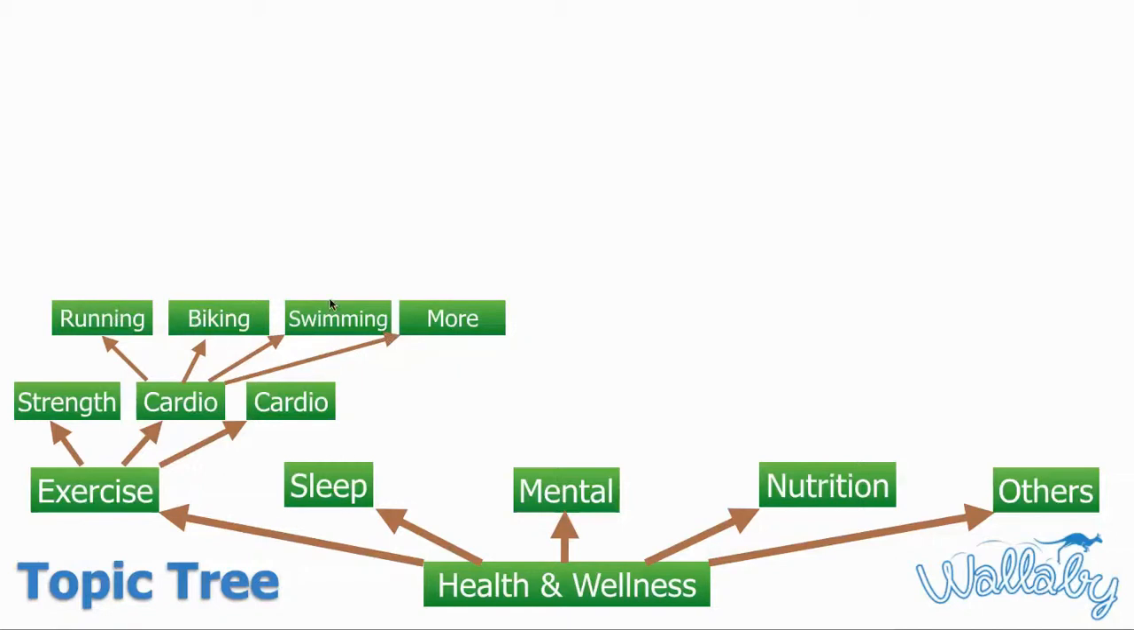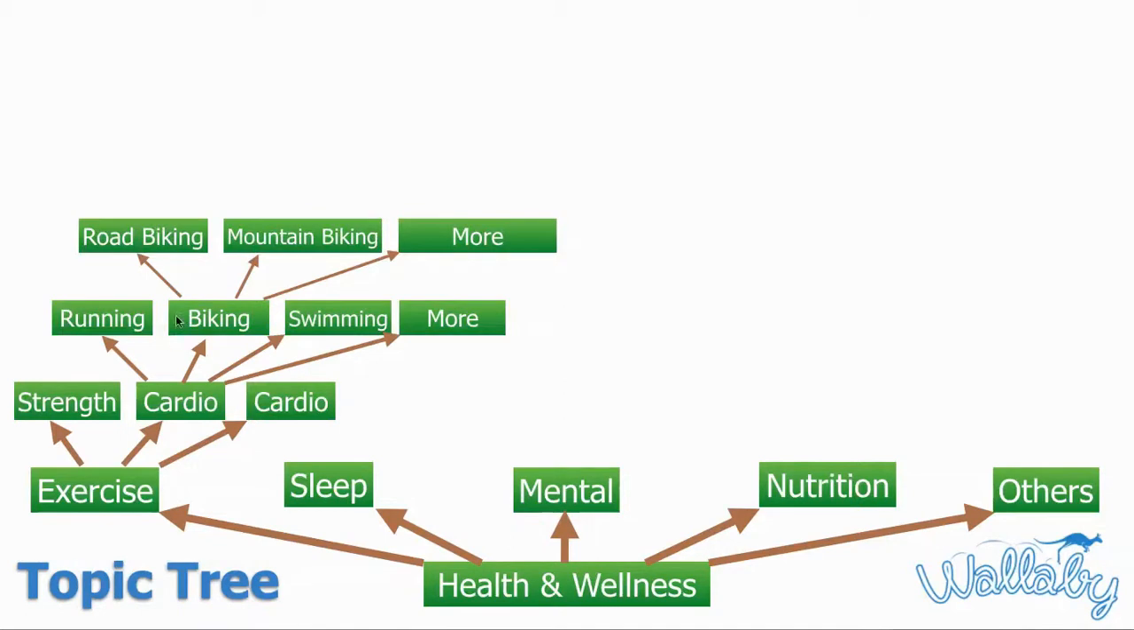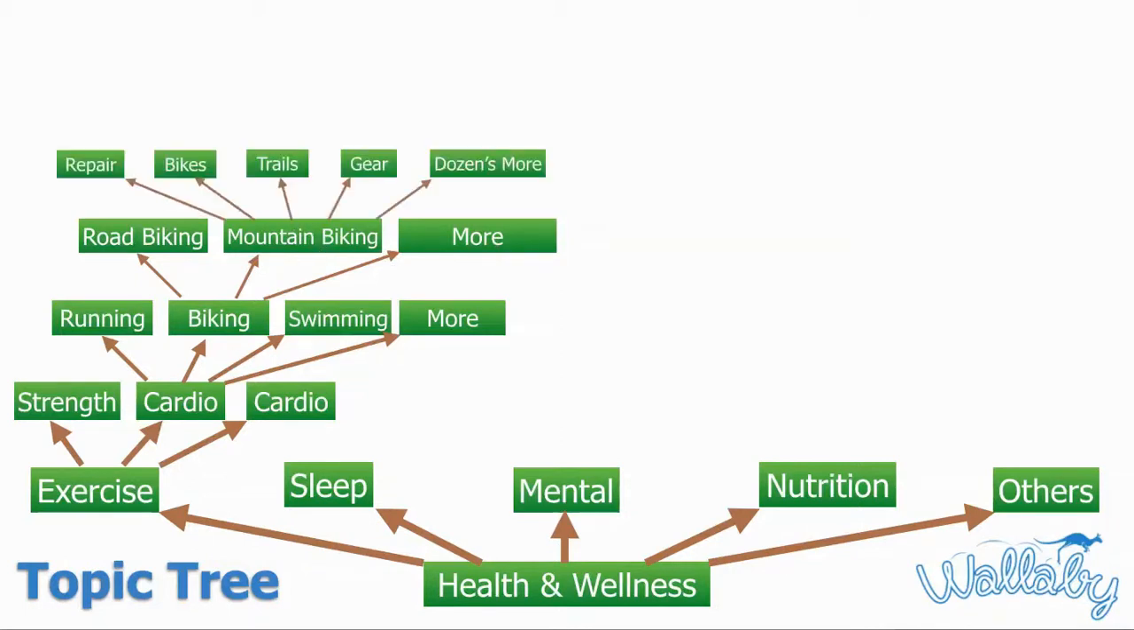We could talk about running or biking or swimming or a whole slew of different types of sports. So I'll just say more, okay? Now, I love biking, and specifically I like mountain biking. So you can talk about road biking or mountain biking or winter biking or lots of other different types of biking. So now let's break down what are some subcategories in the subcategory of mountain biking.